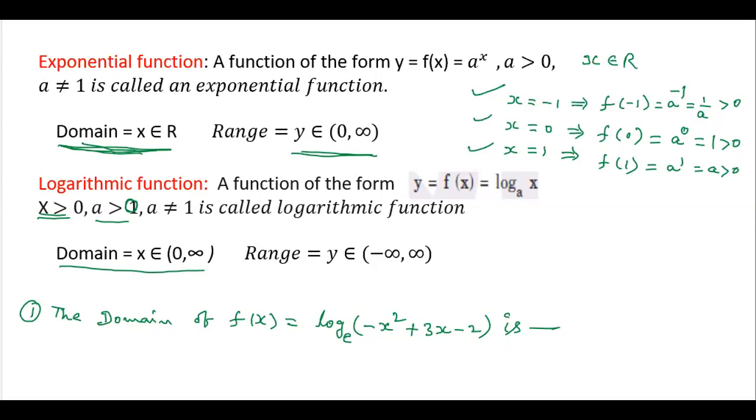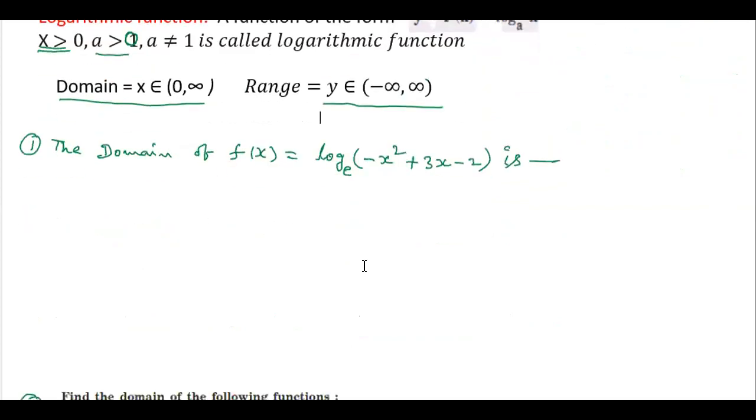Then what about range? Range means output. In place of x, substitute any positive real number. So the output will come either positive or 0 or negative, anyone. So that means the range of the logarithmic function is minus infinity comma infinity. So these are the exponential function and logarithmic function, domain and range. Now I am going to discuss the problem here.